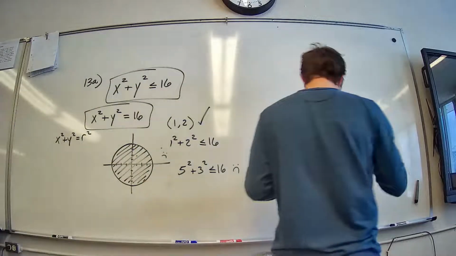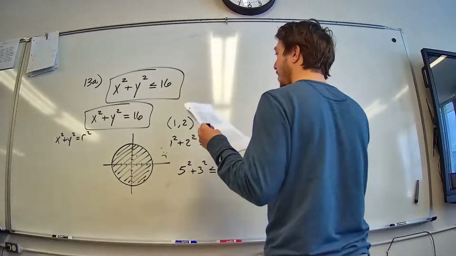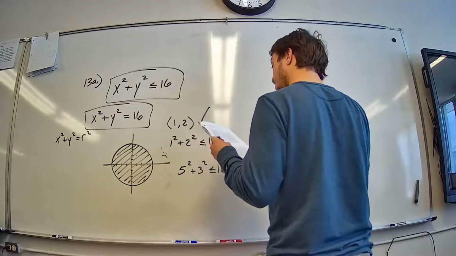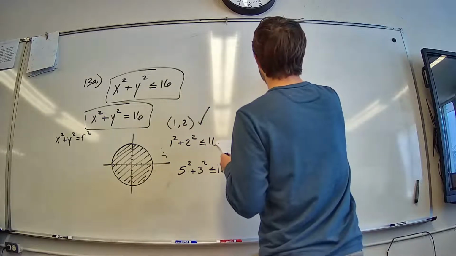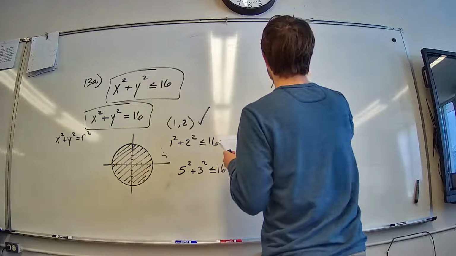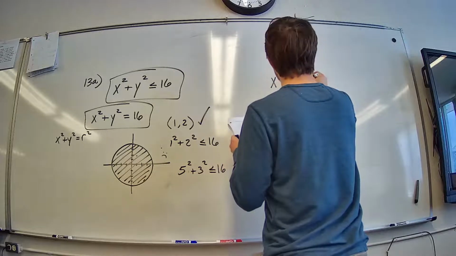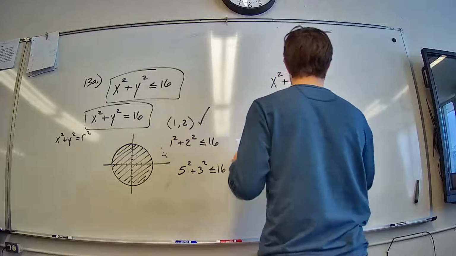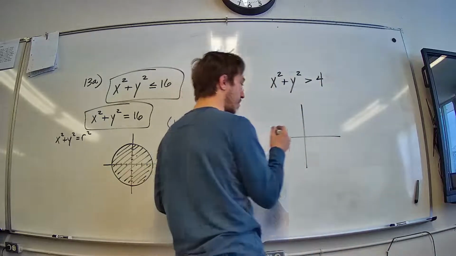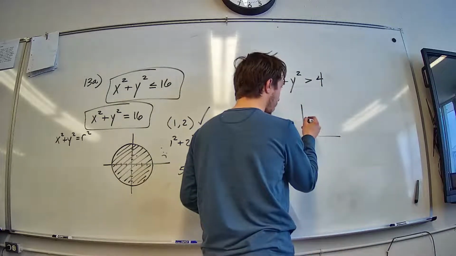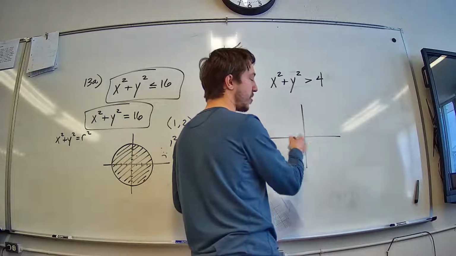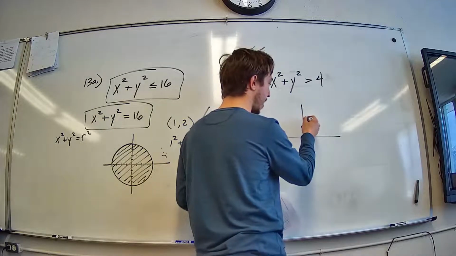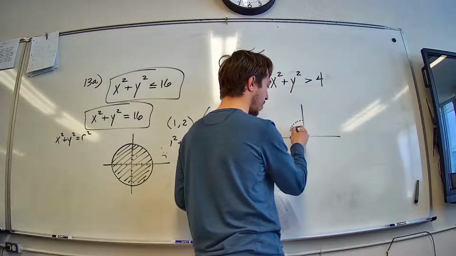All right. One last one with you. Compare that to B. The set of points such that x squared plus y squared is greater than 4. First order of business. What's the radius of the circle? 2. How am I going to draw this circle, you think? Dashed. Good.